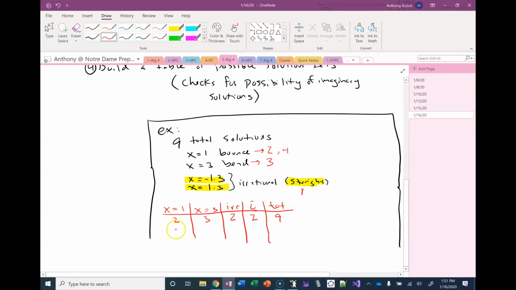So what if x equals 1 is used 4 times? This could still be used 3 times, still have 2 irrationals, and still have to have a total of 9. What does that tell me? No imaginaries. But could there be something else? What else could happen?